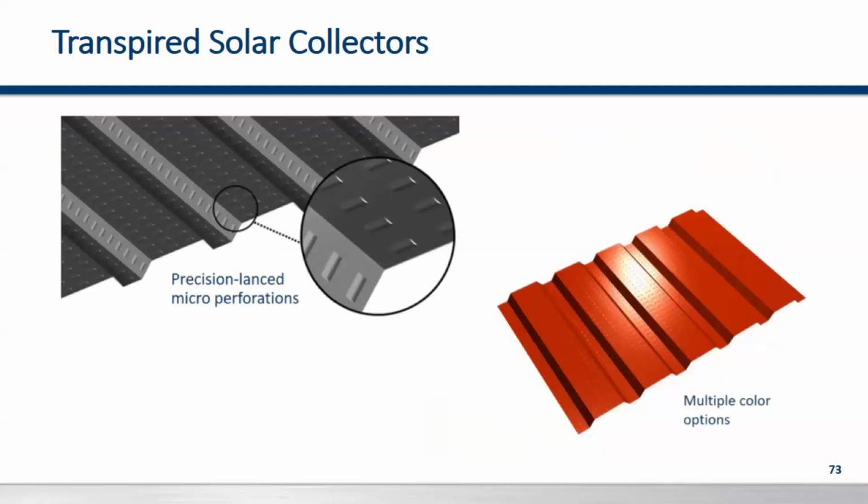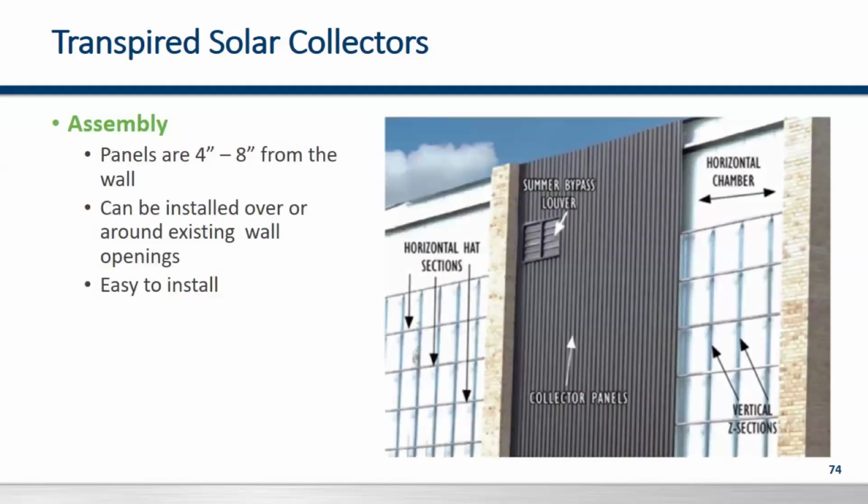And I'll show you an example of that. Here's those precision lance micro perforations, which would allow air into that wall assembly. Now, keep in mind, you have that IMP panel, which is that perfect barrier there. So this warm air that's being pulled and trapped in the assembly is on the outside of the building envelope.